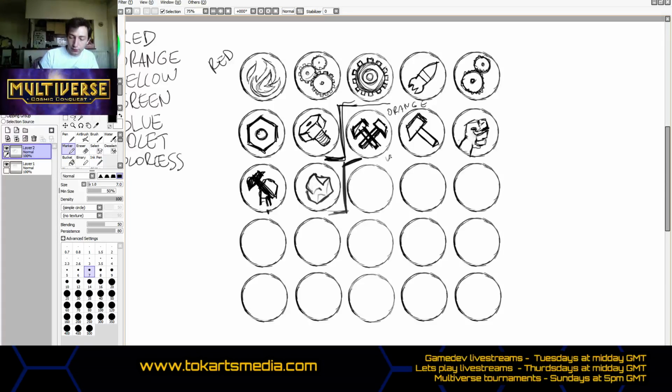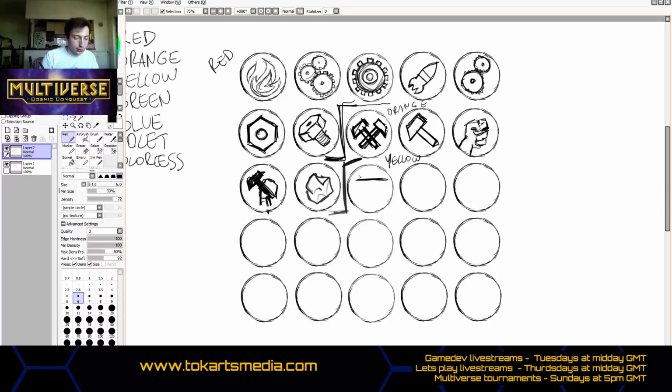This is yellow. Density. I don't know what happened. Oh, there you go. I was drawing with the wrong tool. Yellow. So yellow, I have a few ideas on yellow. The most likely one is a scale.